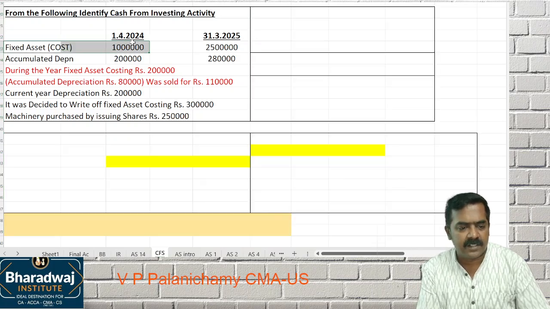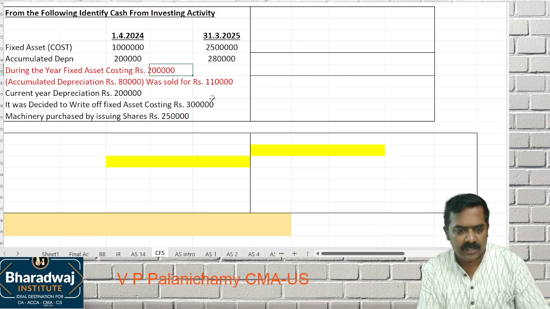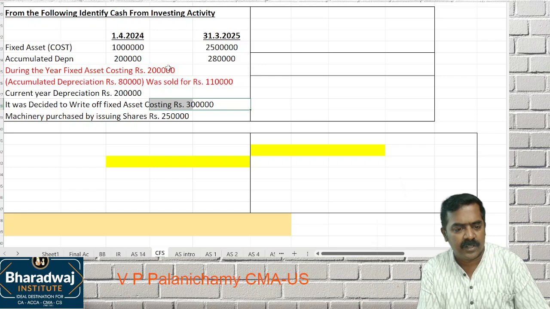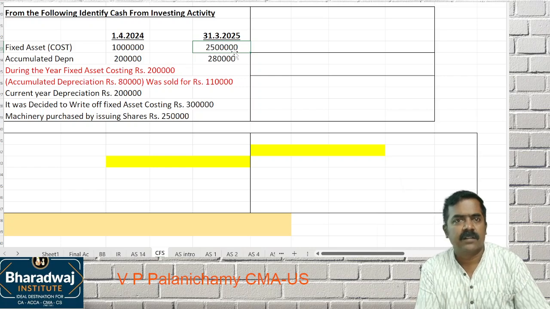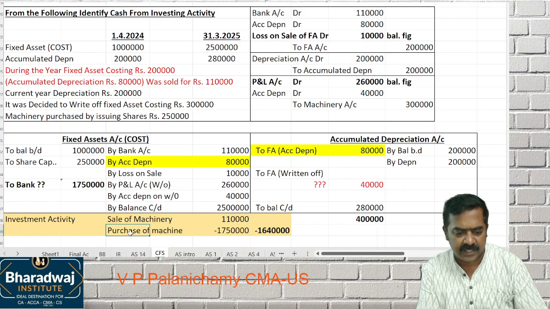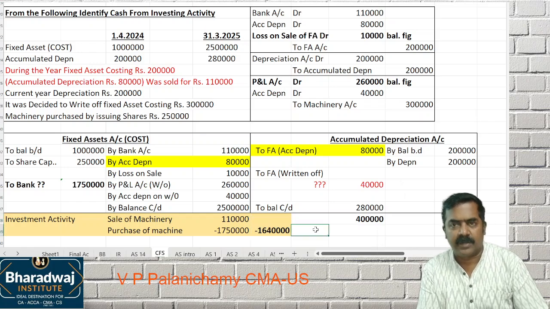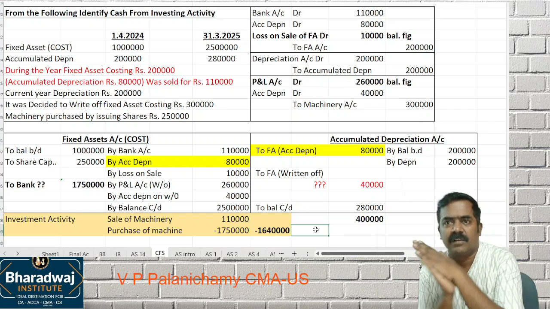What was the opening balance cost? In that, how much cost was written off? Minus 2 lakhs. Minus written off 3 lakhs. So what is the total? 10 minus 5. 5 lakhs will be there. What is the closing balance in assets? 25 lakhs. What is the increase in asset? 20 lakh increase in asset is there. In that we purchased by issuing shares 2 lakh 50. Balance 17 lakh 50 is purchased for cash, and sale of machinery is given in the question as 1 lakh 10,000. Net cash from investing activity is how much? 16 lakh 40,000. Like that you can think a little extra and solve the question with the shortcut.